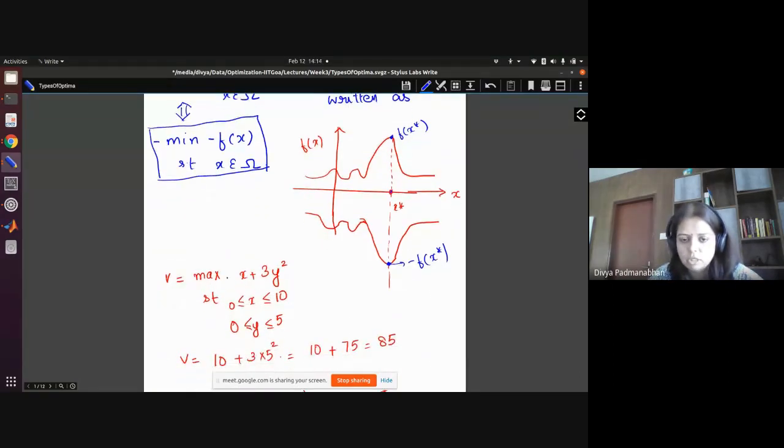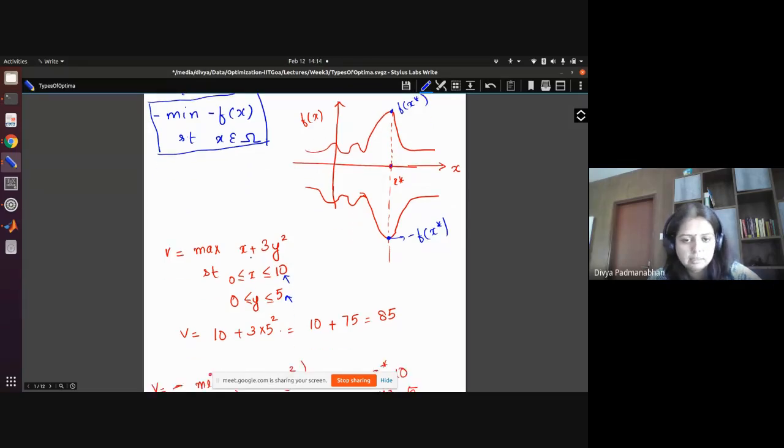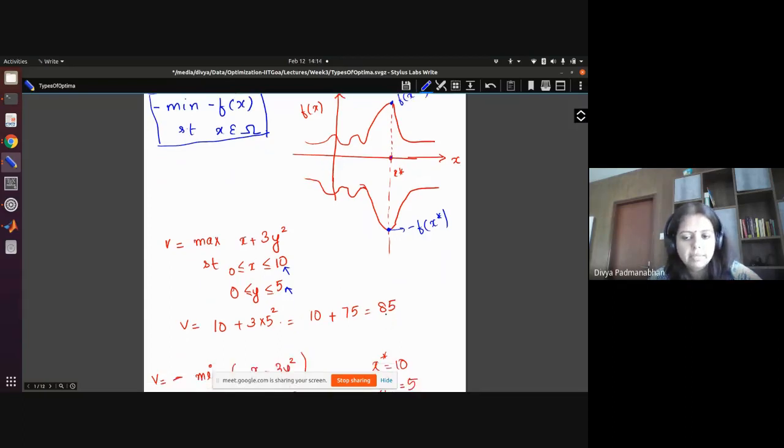Okay, so just to see formally an example. Suppose you have this function: max x plus 3y square subject to x between 0 and 10 and y between 0 and 5. Just by looking at this, you know that the value of x should be as large as possible and the value of y should be as large as possible, because this is increasing with x and y. So here the max is at x is 10 and y is 5, and the objective is 10 plus 3 times 5 square, which is 85.